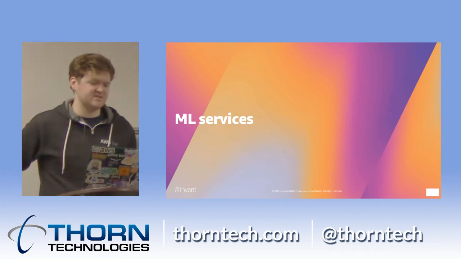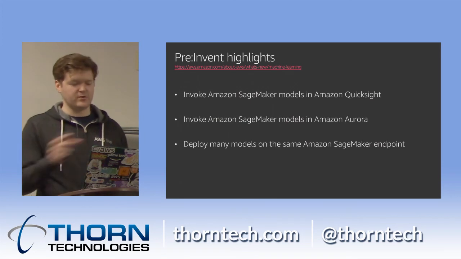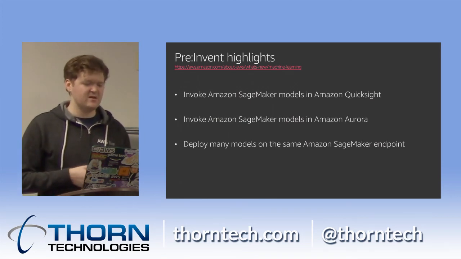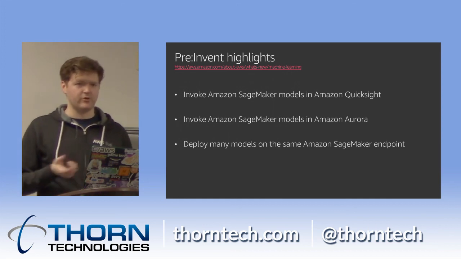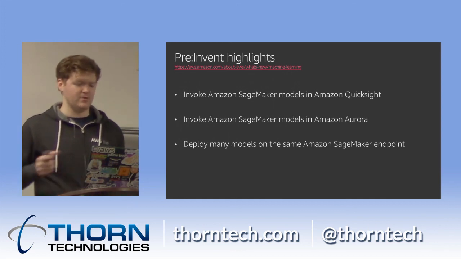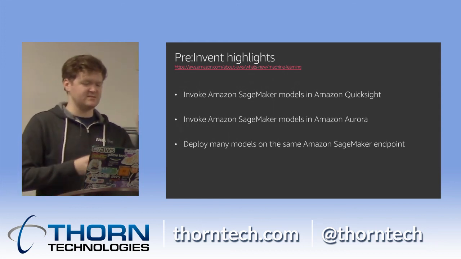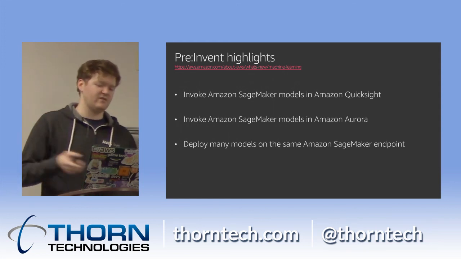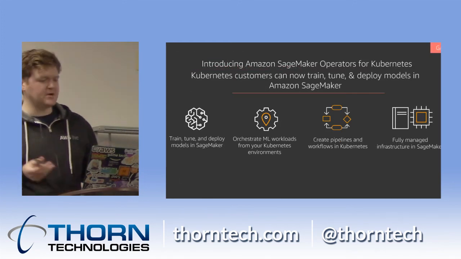Okay, ML services. I know there's not too many people here interested in this. We'll fly through it. SageMaker, again, the orchestration layer for a lot of the underlying services. Has some tie-ins for the dashboards in QuickSight, has some tie-ins to Aurora now with ML, and you can deploy many models on one SageMaker endpoint. This was stressful for customers before because they would otherwise have to deploy one model on each instance, which obviously is not ideal.